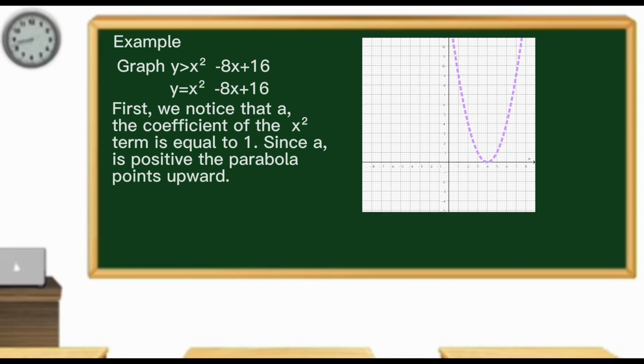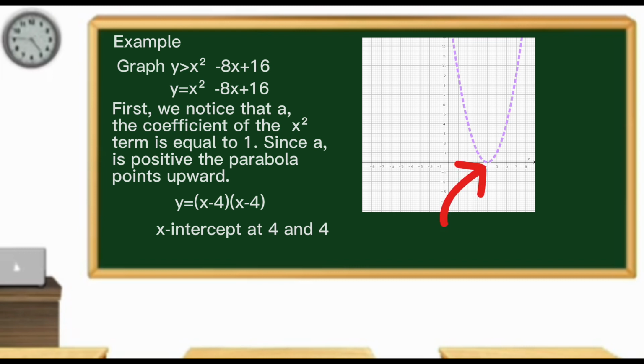The right side can be factored as y is equal to quantity of x minus 4 times quantity of x minus 4. So, the parabola has x-intercept at 4 and 4. The vertex must lie midway between these, so the x-coordinate of the vertex is 4.